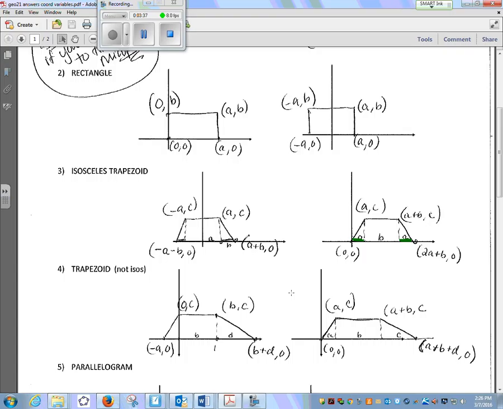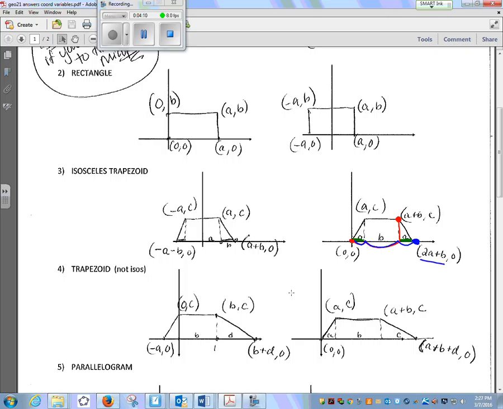Here I have the origin as a vertex on the trapezoid. I designated this green distance as A. So to get to this point, I have to go A plus B and up C. So to get to this point over here, let me use another color, blue point, I have to go over A plus B plus another A. So that's 2A plus B.